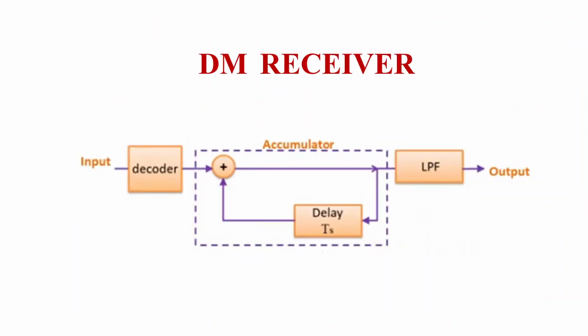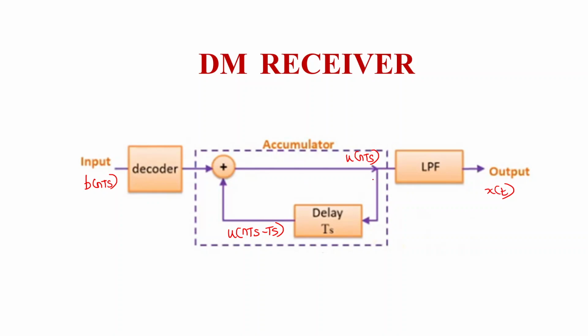Here the delta modulation receiver block diagram is shown. It consists of an accumulator and a low pass filter. The input has been represented as b of nTs since we are transmitting only bits. The output of the accumulator is taken as u of nTs. It is delayed with a time period of Ts. So I can write this as u of nTs minus Ts. And the output of the low pass filter is taken as x of t.